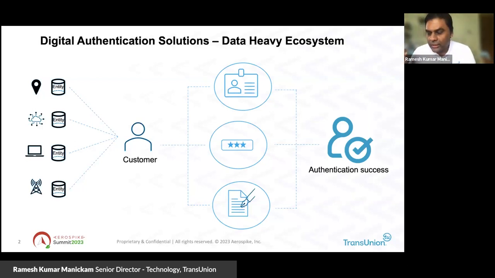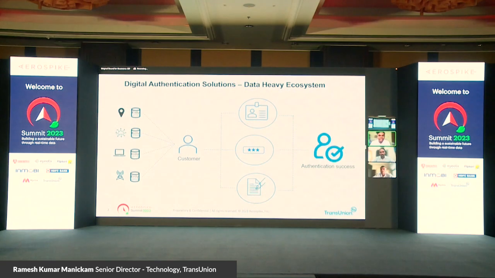TransUnion's solution essentially allows to tie identity attributes, be it name, be it phone numbers, and a variety of digital attributes online as well as offline, linking them with device attributes, thereby providing precise authentication solutions. Let's move forward and see how that looks like.